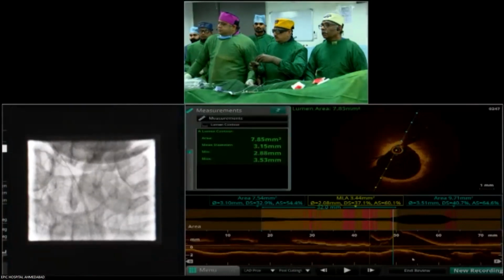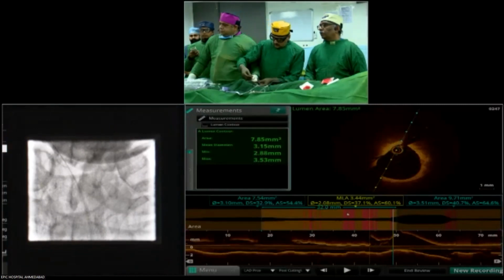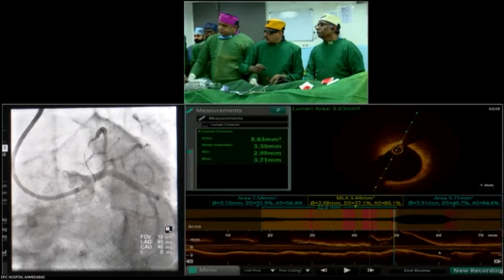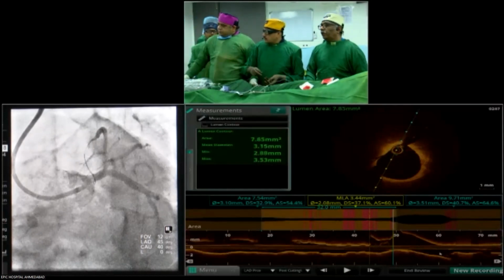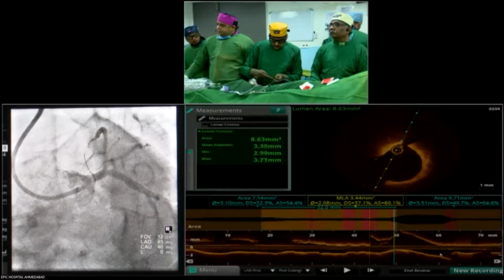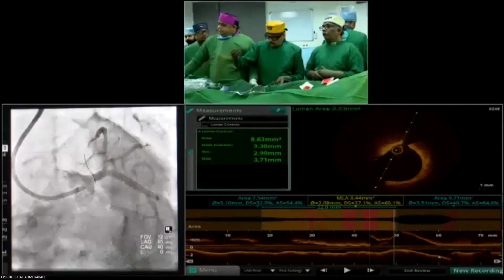So what's the size there? It's actually the luminal area. 3.5. It's 3.51. EL to EL is actually 3.6. I think it's 3.51.